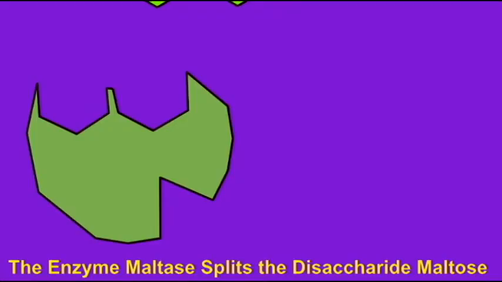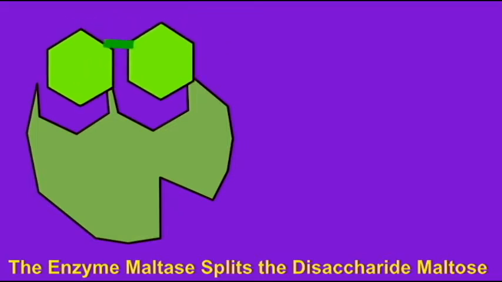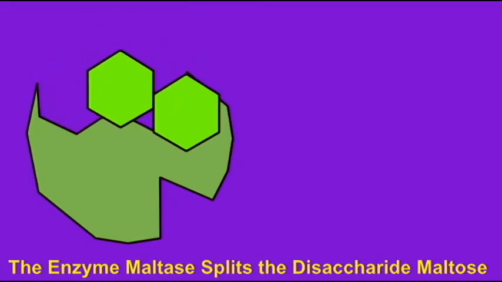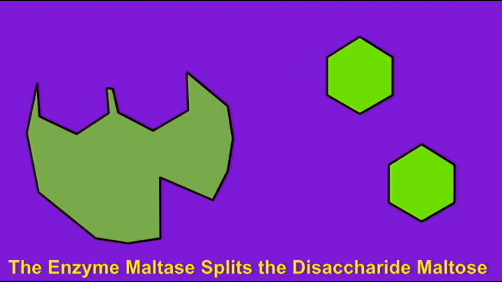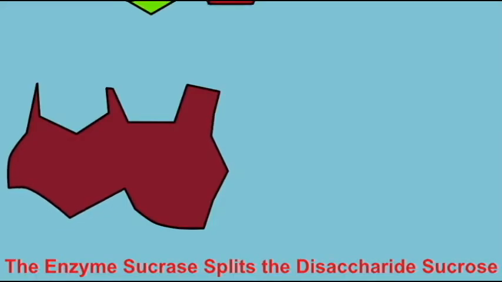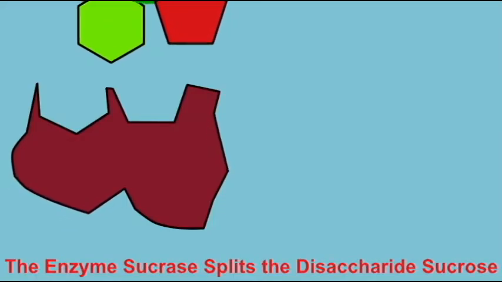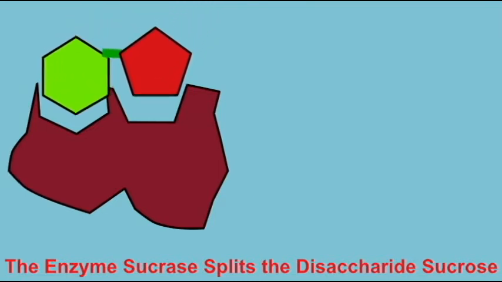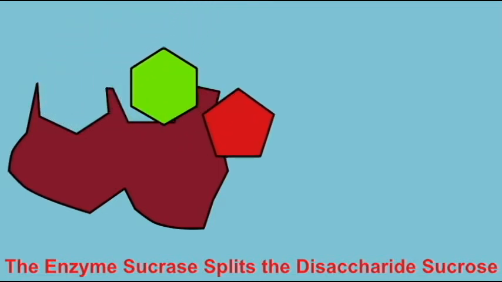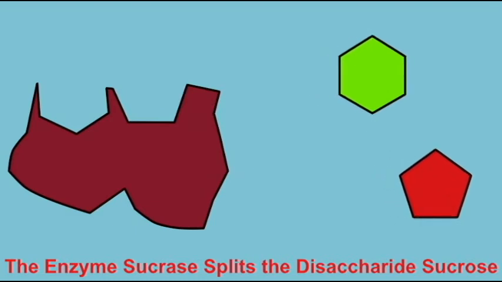The brush border enzymes also include enzymes which will break apart the disaccharides. So, maltase, the enzyme, breaks up maltose, sucrase, the enzyme, breaks up sucrose, and lactase, the enzyme, breaks up the disaccharide lactose.